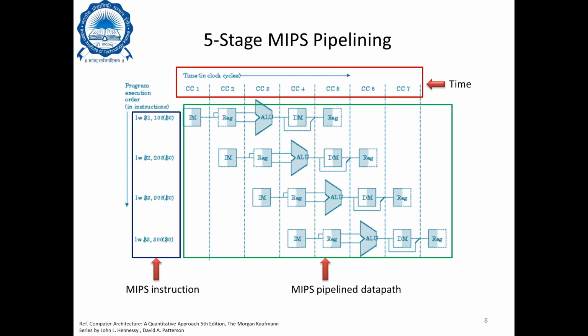The same sort of diagrammatic representation now can be shown using a hardware pipelining or MIPS pipelining circuit or figure. You see that again I have the x-axis in time in clock cycles, which we call CC, and the instructions. Now I'm giving a specific example. You have these instructions: LW $1, $100 $0. Second is LW $2, $200 0. Third is LW $8, $800 0, and finally LW $8, $800 0.